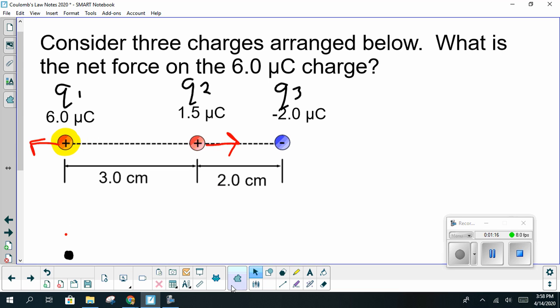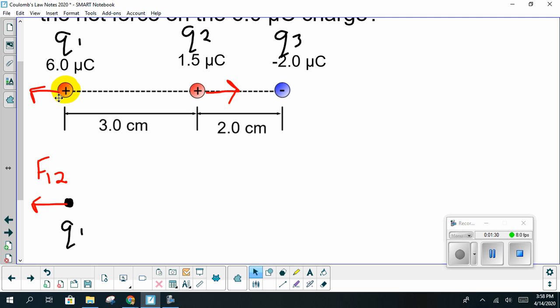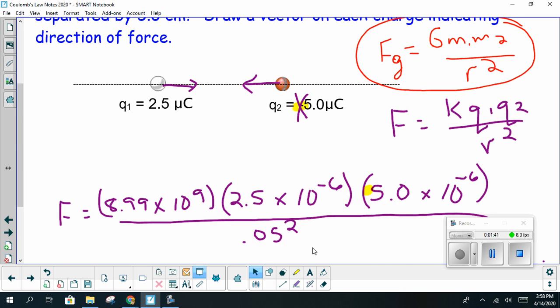So if I were to redraw Q1 right down here, and replicate that force and label it, I would call that force on object 1 due to 2. What that means is that that's the force on charge 1 caused by charge 2. Now we're going to use Coulomb's law, just like we did before, K times Q1 times Q2 over R squared, in order to find the size of that force.